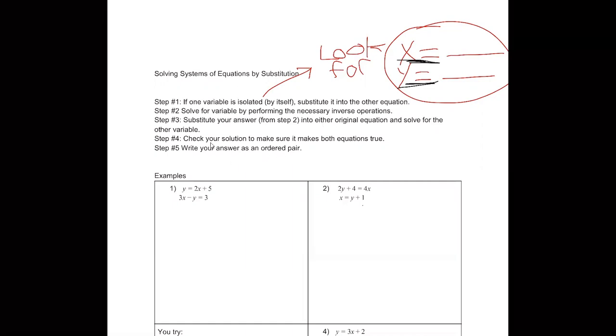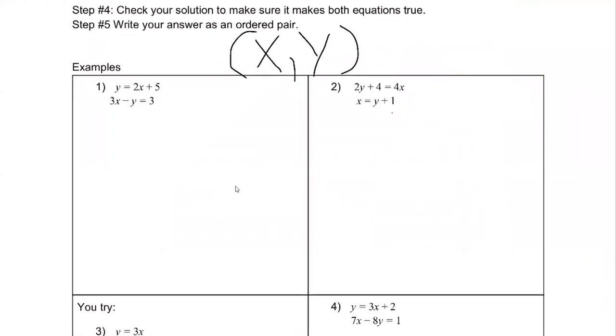One thing we're going to want to try and do this week is check our solutions. You can do that by plugging them in like we saw last week, or you could also graph these in Desmos and look at the point that they cross and see if it's the same point you got as your answer. One thing is when we get our final answer, we're always going to write it as an ordered pair, x comma y. So let's look at a few examples and we'll see how it goes.